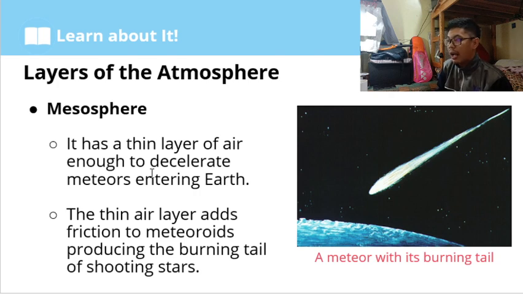The thin layer adds friction to the mesosphere, producing a burning tail of shooting stars. Alright, so ito po yung nangyayari dito. So I think last month we had your meteor shower, the Lyrid meteor shower. It's around my birthday, around 22, 23, 24. Those skies during those times. So hindi ko alam kung merong nakakuha sa inyo ng meteor shower during that time. It's a Lyrid meteor shower. So, meron po tayong different meteor showers happening different months and they have names. Pag-aaralan po natin yan when you reach grade 9.